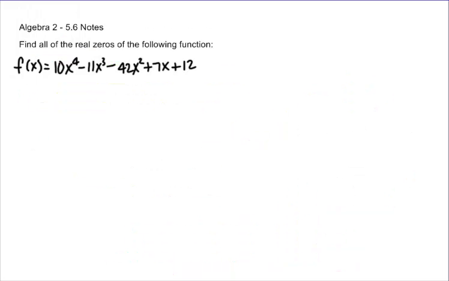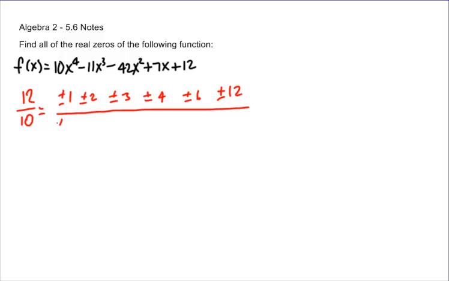Okay, so we want to find all the real zeros of this given function, and again we're going to go p over q, which is going to be 12 over 10. So this is going to be a lot. 12 could be plus or minus 1, plus or minus 12, plus or minus 2, plus or minus 6, plus or minus 3, and plus or minus 4. That's a bunch. Over another bunch, plus or minus 1 and plus or minus 10, and then plus or minus 2 and plus or minus 5. So we're looking at all the possible rational zeros.